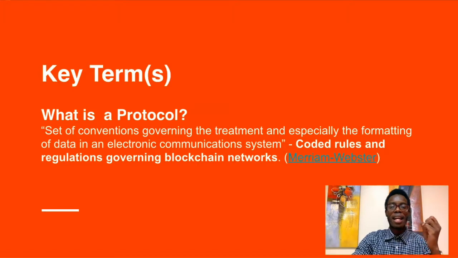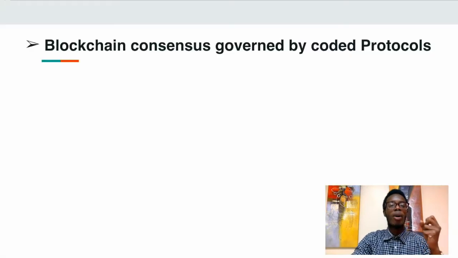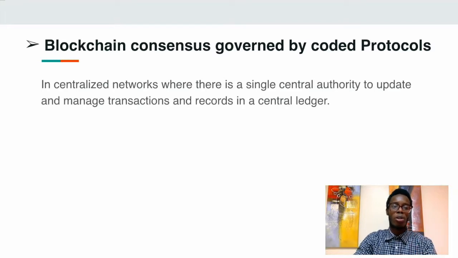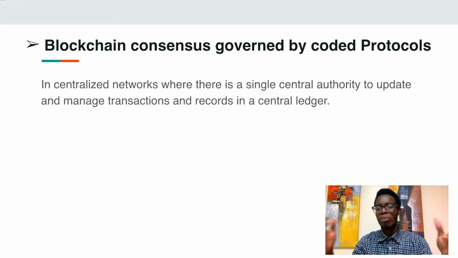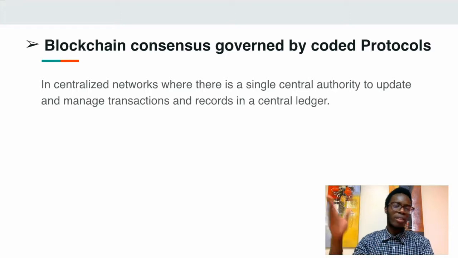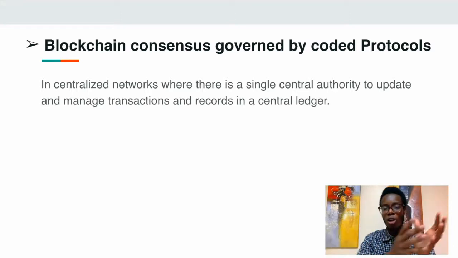Now, let's get to this third aspect, which stated that blockchain has consensus that's governed by coded protocols. Let's look at it. In centralized networks where there's a single central authority to update and manage transactions and records, there's really no point of a consensus protocol. You have the rules and regulations, so the centralized authority does all the dog work that comes with making sure that you update, you manage transactions, and you keep all different records.